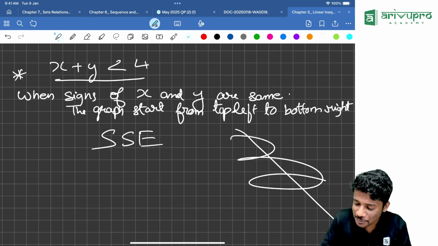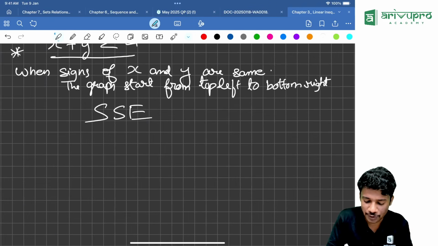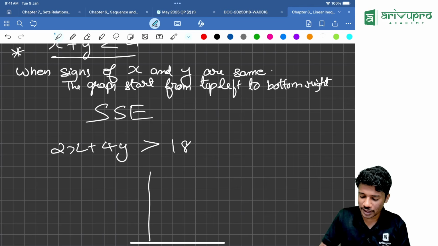Now I will teach you one more trick. Here, with this example, when I randomly say some value, 2x plus 4y is greater than 18, what we will do? We will not do anything. We will just say that, this is the graph.